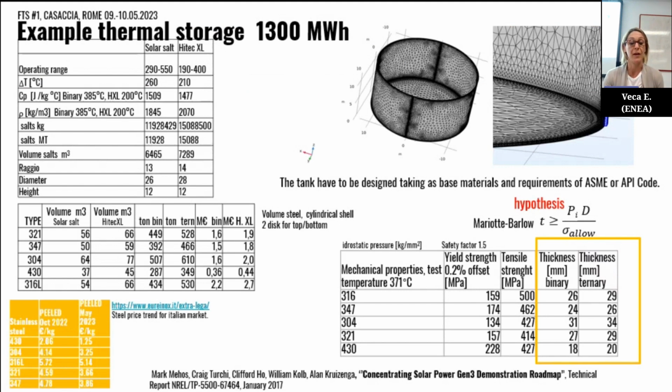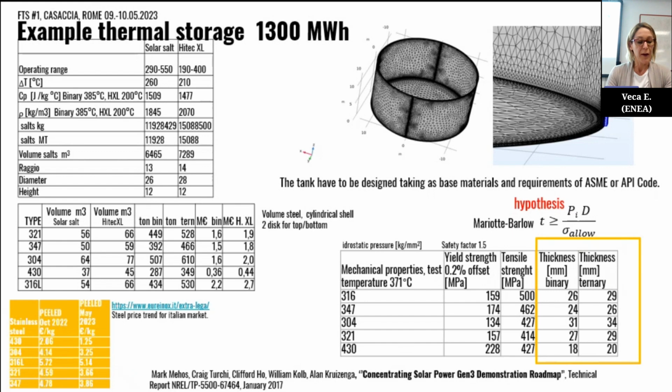Okay, this is an example. The energy to be stored is 1,300 megawatt hours using binary and ternary salt mixtures. By binary, I mean solar salt, and by ternary mixture, I mean the ITEC XL. In the table on the left side, I have reported the operating temperature range and the thermal properties of the mixtures, and after that I estimate the kilograms of salt necessary to store the energy.